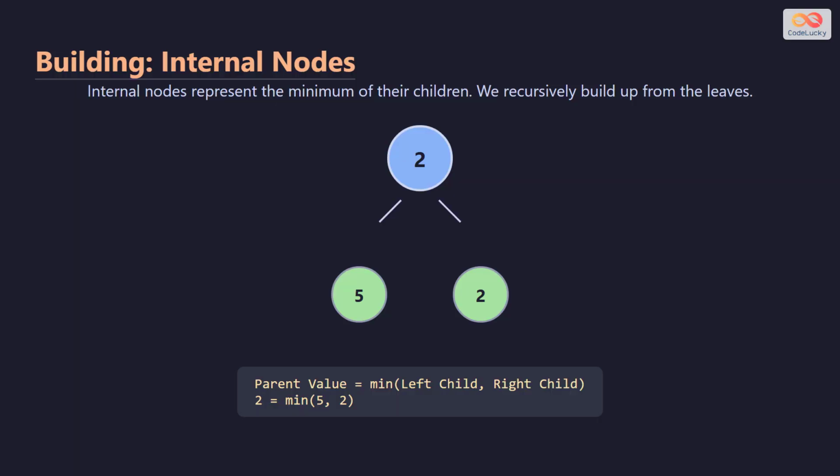Once the leaves are set, we build upwards. Each internal node looks at its two children and takes the minimum value. For instance, if one child has a value of 5 and the other has a value of 2, the parent node will store 2. This logic propagates all the way up to the root, ensuring every node knows the minimum value for its covered range.